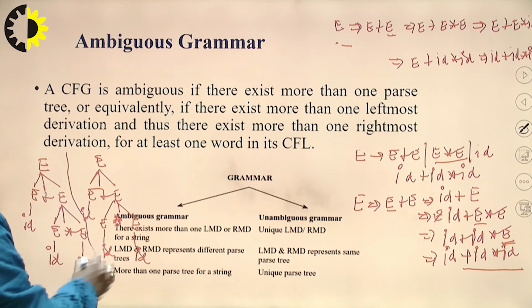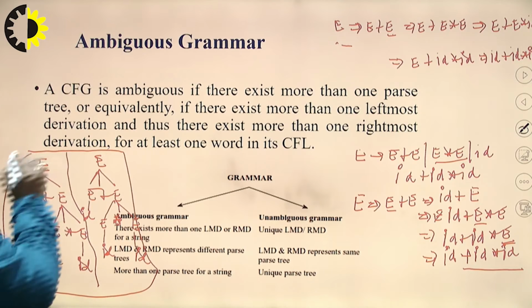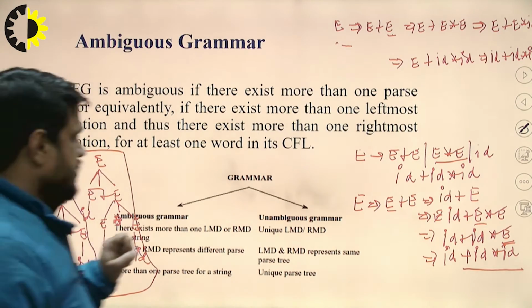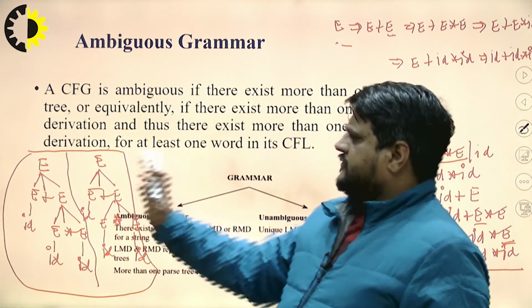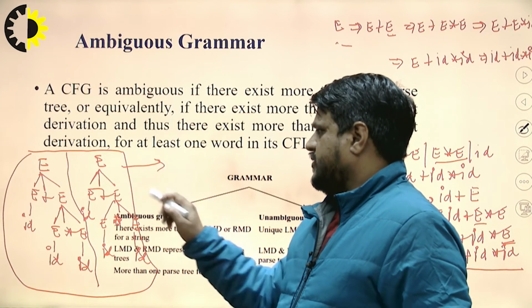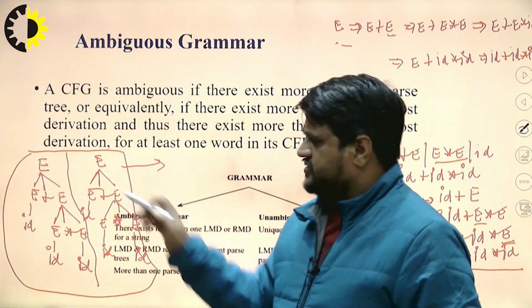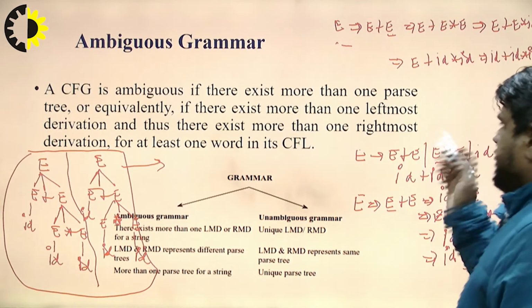You can see here, both parse trees, the leftmost derivation parse tree and the rightmost derivation parse tree, are the same. So you cannot differentiate by looking at the particular derivation tree or parse tree corresponding to the leftmost derivation or the rightmost derivation. So all of them are equivalent.